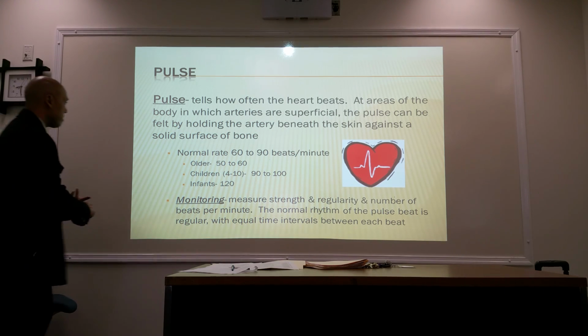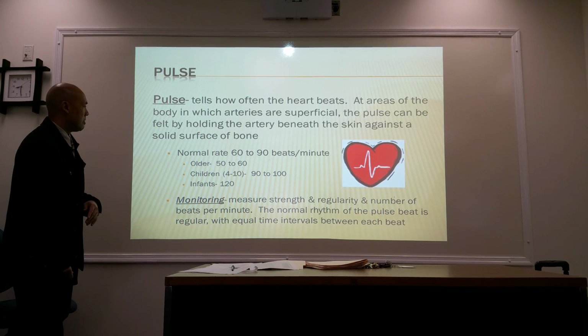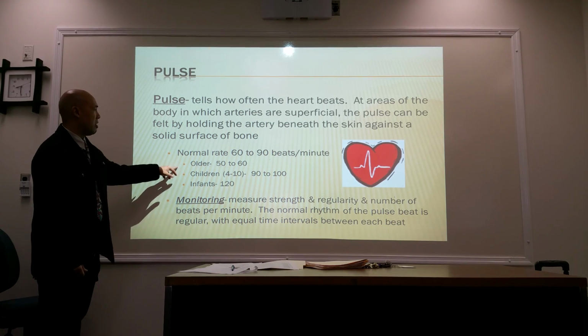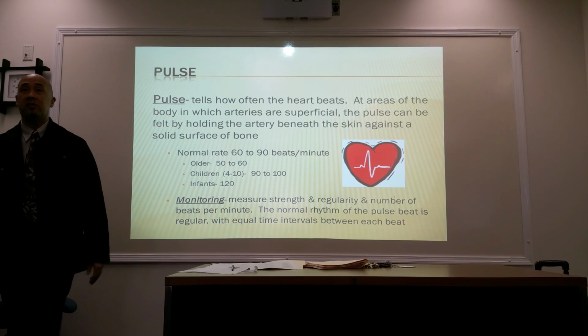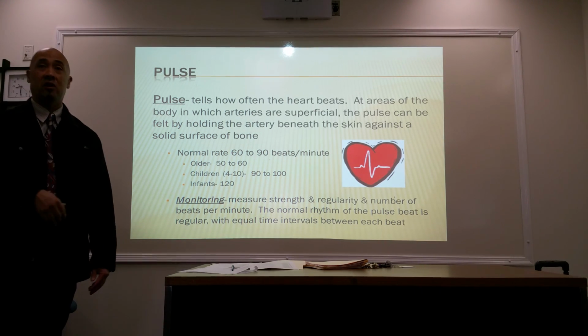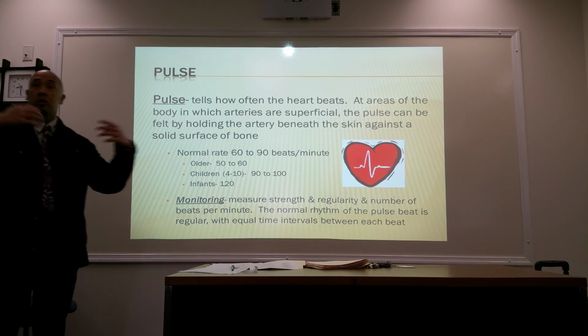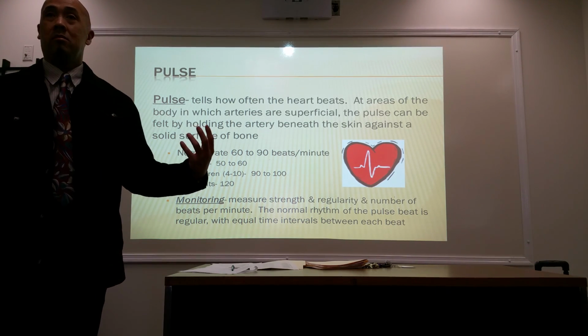Okay. Normal heart rate 60 to 90. Older, it starts to slow down a little bit. We have said that it is going to be a little bit faster with infants. Right? Temperature's up. Infants also have a fast heart rate because they're growing. They're using up all their energy.